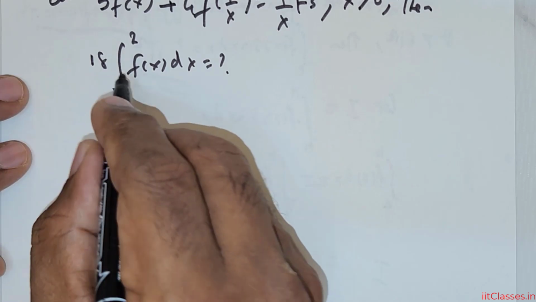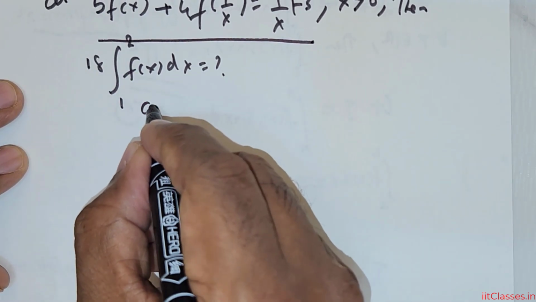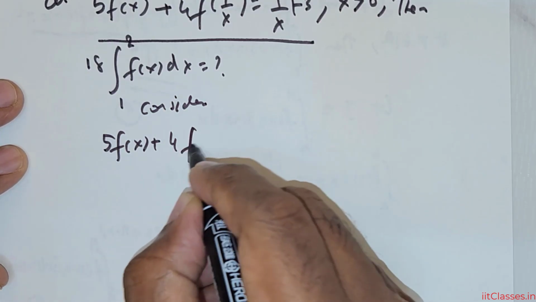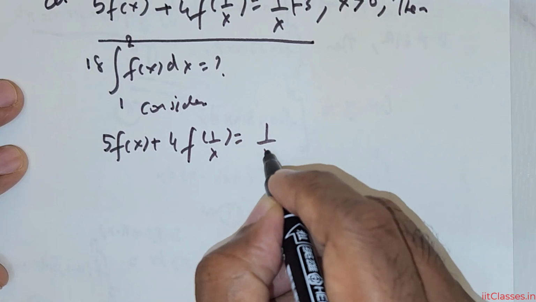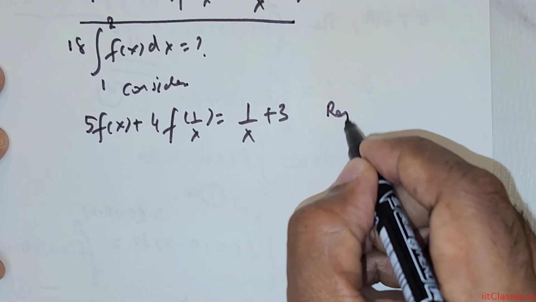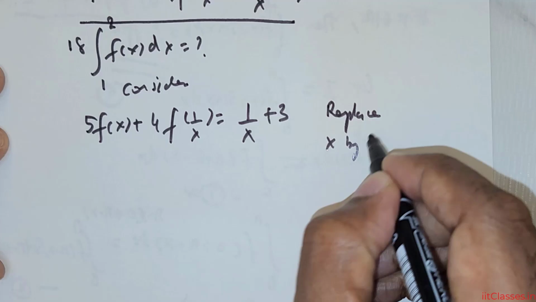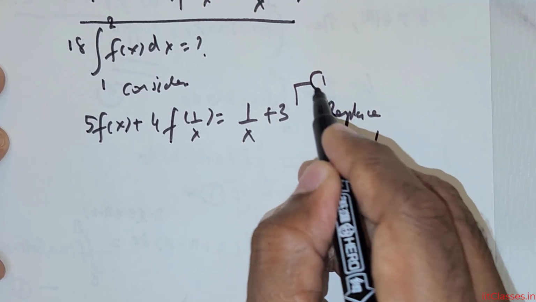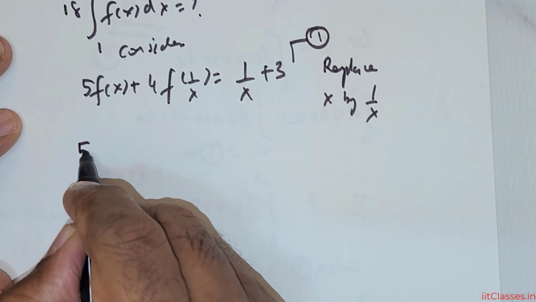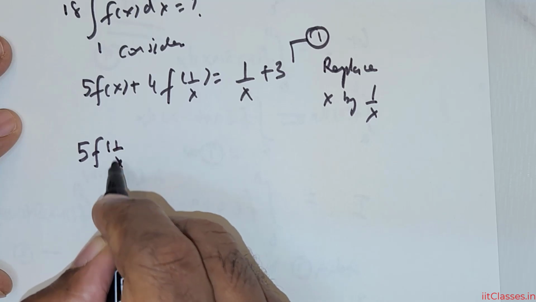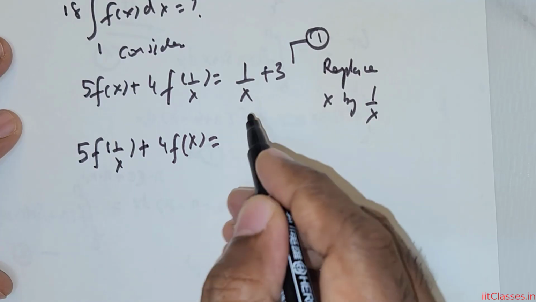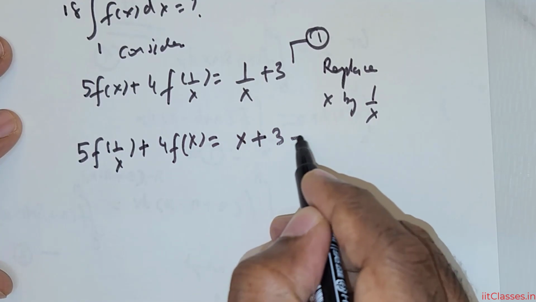Foremost, I will consider the given equation: 5 times f of x plus 4 times f of 1 over x is equal to 1 over x plus 3. Now we replace x by 1 over x. So I take this as 1, and x is replaced by 1 over x. So it's going to be 5 times f of 1 over x plus 4 times f of x is equal to x plus 3. So this is my equation 2.